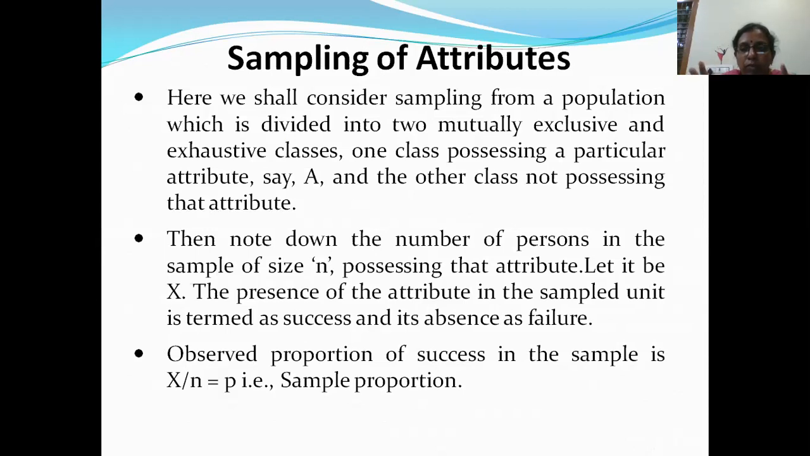See, from this population we select a sample. In that sample, we count the number of persons who are possessing that attribute. So let that be X. So the presence of the attribute in this sample is termed as success and its absence as failure. So the observed proportion of success in the sample is X by N, that is small p. So sample proportion, we denote it as small p, which is equal to X by N. That means number of persons possessing the attribute divided by total number of persons in the sample.